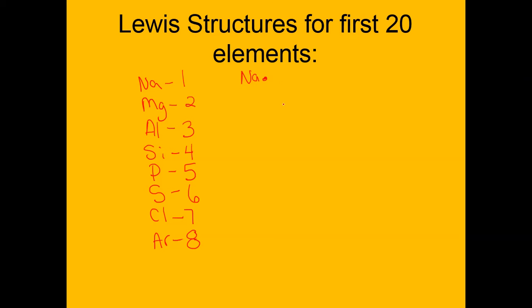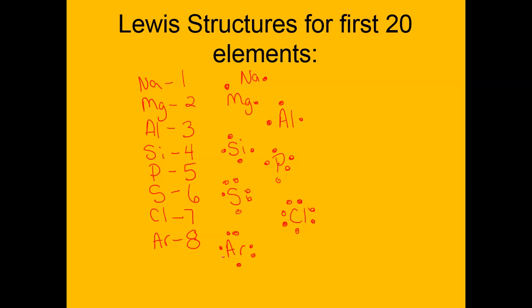So sodium with 1 dot, magnesium with 2, aluminum with 3, silicon with 4, phosphorus with 5, sulfur with 6, chlorine with 7, and argon with 8. And that's it. Those are the Lewis structures for the next 10 elements on the periodic table.